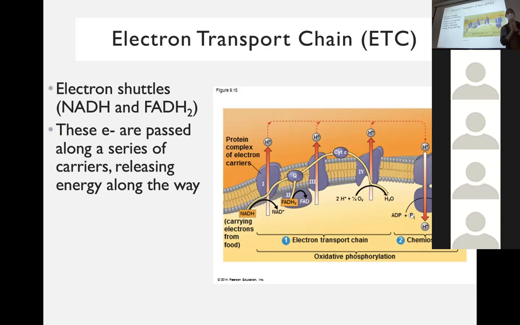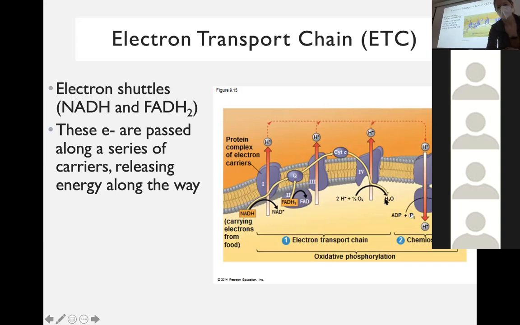Electrons carry a lot of energy. So negatively charged molecules, atoms, subatomic particles, whatever, typically have a lot of energy. So when you see a negative charge, think, oh, that probably has a good amount of energy. Electrons are no exception to that. They have energy. So as they're passed along this pathway, this yellow arrow is showing the general pathway that the electrons are passed along.